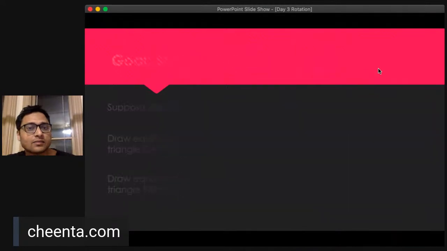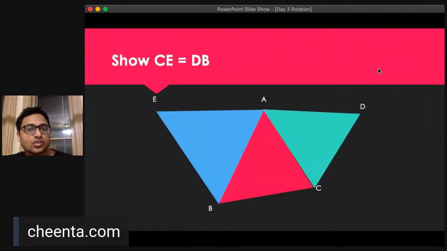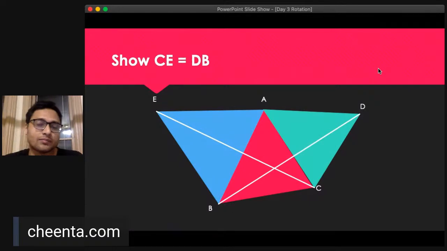Now the next thing is we want to show that CE is equal to DB. So we join CE, the point C with the vertex opposite to it E, and we join BD, the point B with the vertex opposite to it D. It's a very simple idea. We want to show that no matter what triangle ABC you start off with, these two segments will always be equal. Okay, so how do we go about that?